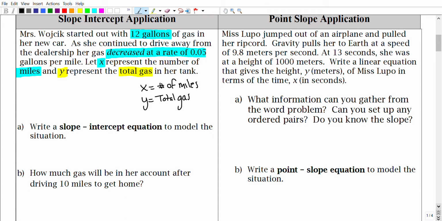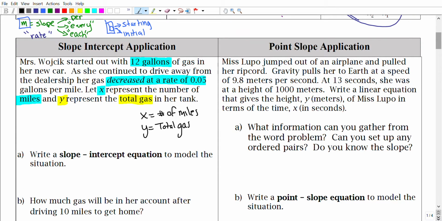It says, write a slope-intercept equation that models this situation. Let's see if we can find any of the keywords we have up here. For slope, for m, we can look for the word per, every, or each, and also the word rate. Remember, it's a slope, a change in y over a change in x. Let's reread the problem and see if we can find any of those keywords. Even before finding my slope keyword, I already found my keyword for b: I started out with 12 gallons.